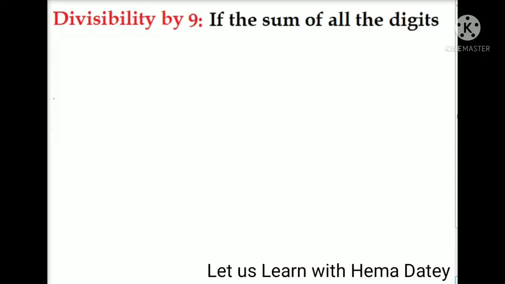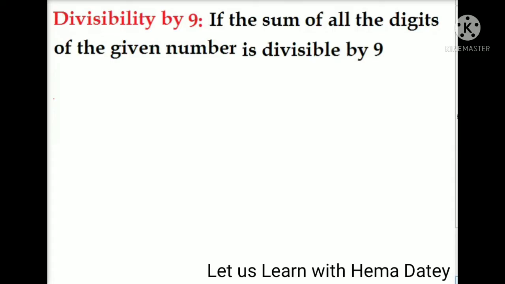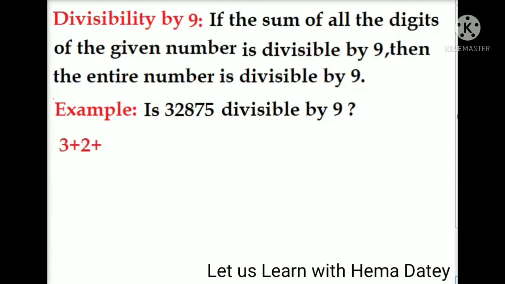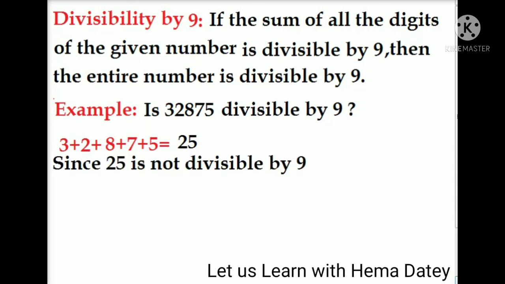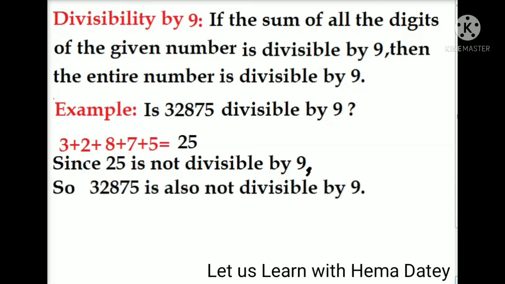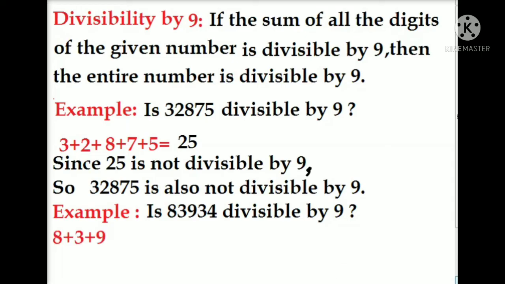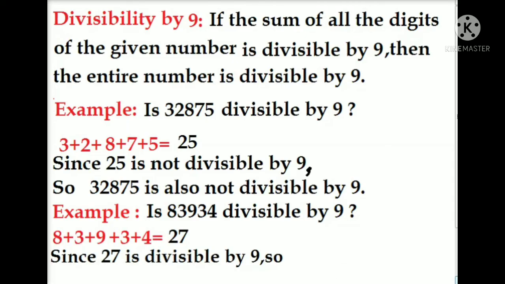Divisibility by 9. If the sum of all the digits of the given number is divisible by 9, then the entire number is divisible by 9. To check divisibility of the number by 9, we add all the digits. 3 plus 2 plus 8 plus 7 plus 5 is equal to 25. Since 25 is not divisible by 9, so the entire number is not divisible by 9.